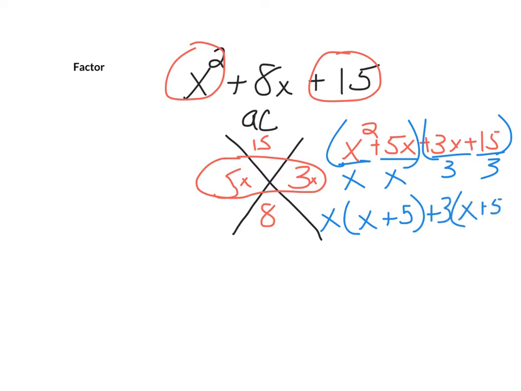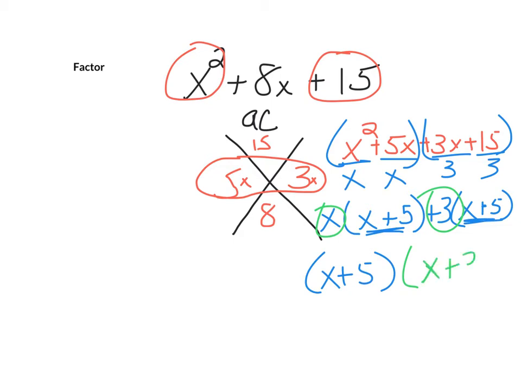Winner, winner, chicken dinner. I know that I'm doing this right because this guy and this guy are exactly the same. So I can go ahead and pull that guy out, and I'm going to say I have x plus 5. And what do I have left over? I have x left over, and I have my x plus 3 left over, and that's what's going to go in my second parenthesis. And there's my factors. X plus 5 times x plus 3 is the same thing as saying x squared plus 8x plus 15 if I were to multiply those.